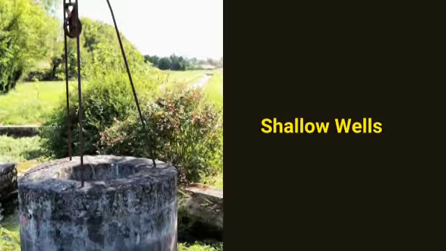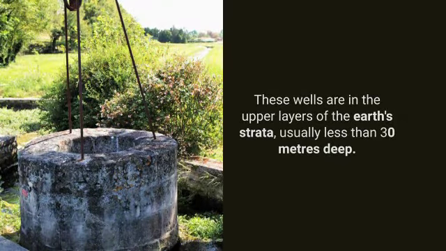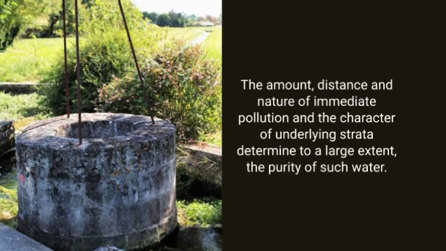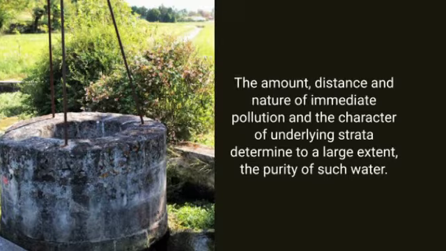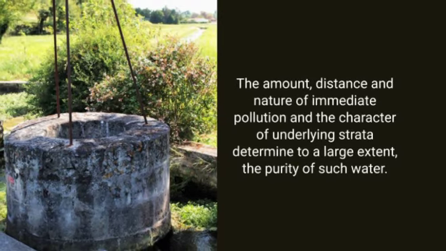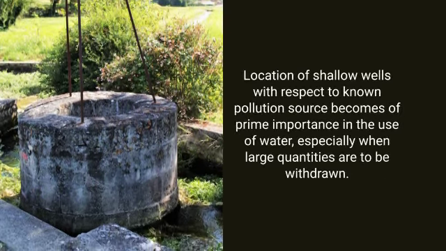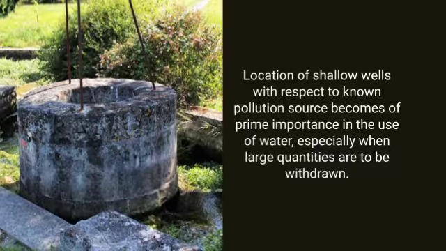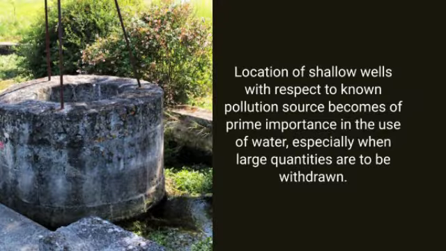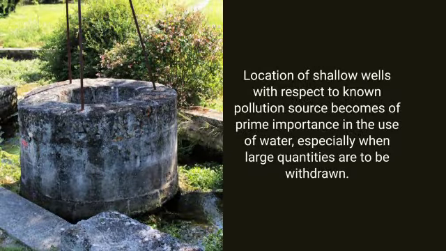Shallow wells. These wells are in the upper layers of the earth's strata, usually less than 30 meters deep. The amount, distance and nature of immediate pollution and the character of underlying strata determine to a large extent the purity of such type of water. Location of shallow wells with respect to known pollution sources becomes of prime importance in the use of water, especially when large quantities are to be withdrawn.